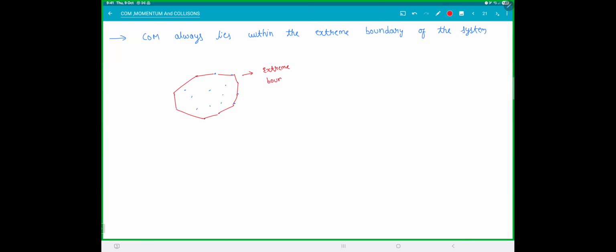And mathematically, it makes sense. Since you're taking the average of M1 R1, M2 R2, it should be somewhere inside. Again, be careful: center of mass need not be on the body, but it has to be within the extreme boundary. For example, if you take this boomerang shape, the center of mass is not on the body. But if you draw the extreme boundary here, that is, join the three corners, it is within the extreme boundary.